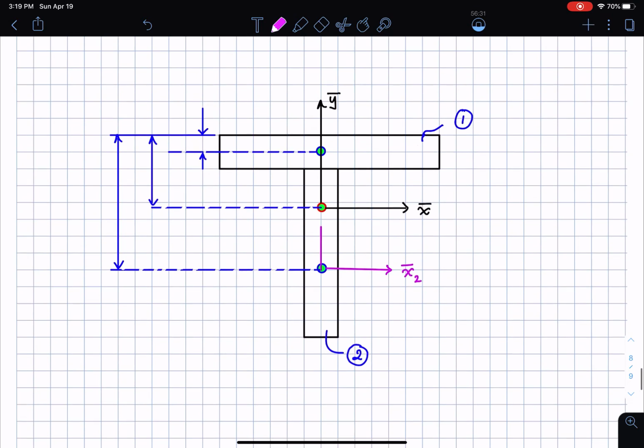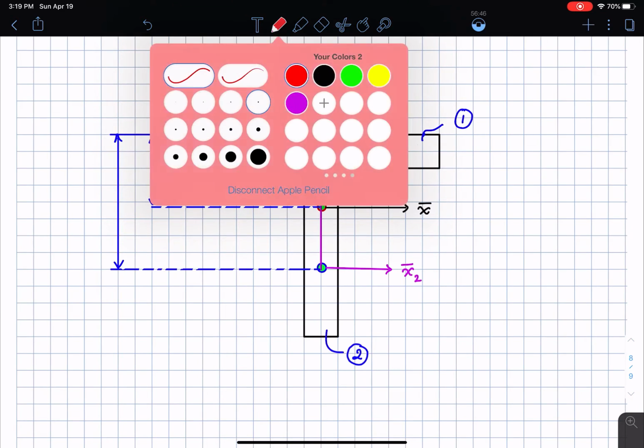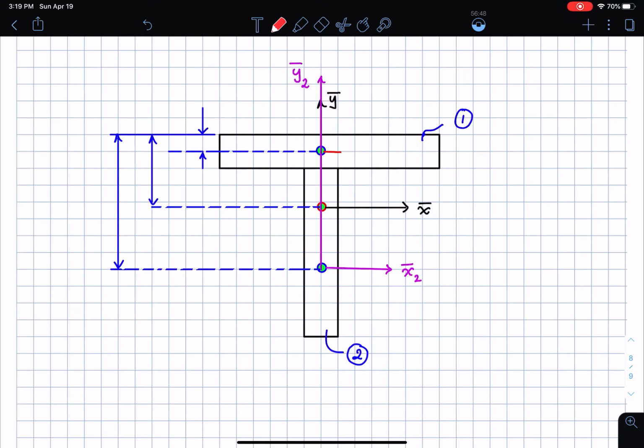Maybe I don't want to do that here, so let me just extend this so that it peaks up all the way here. Then this is going to be called y2 bar, and likewise I'm going to have one for this body here as well. This is going to be called x1 bar, and obviously if I draw something from here all the way up to there, that's going to be called y1 bar.